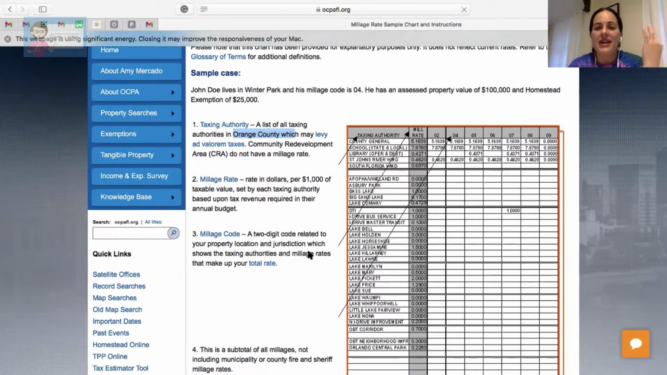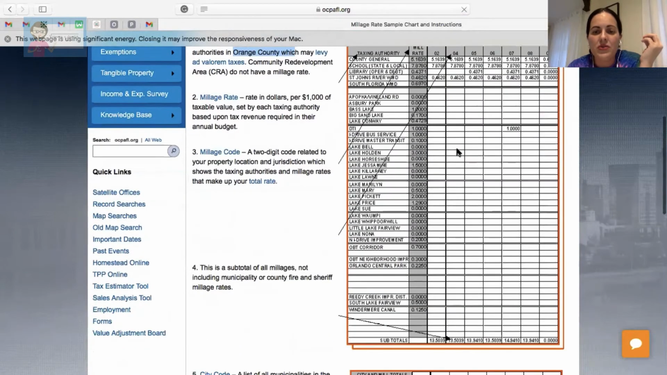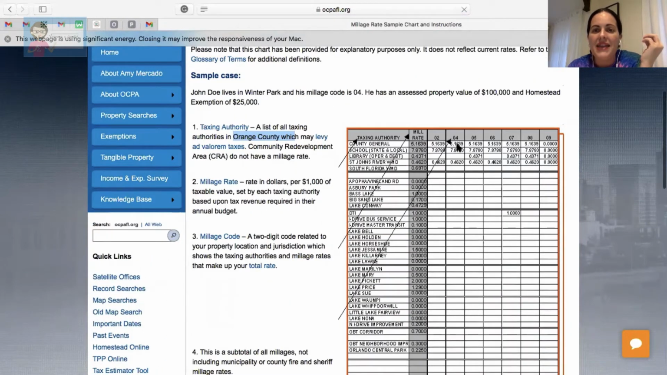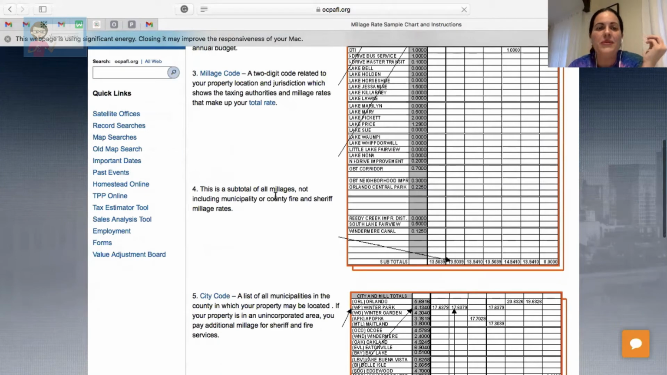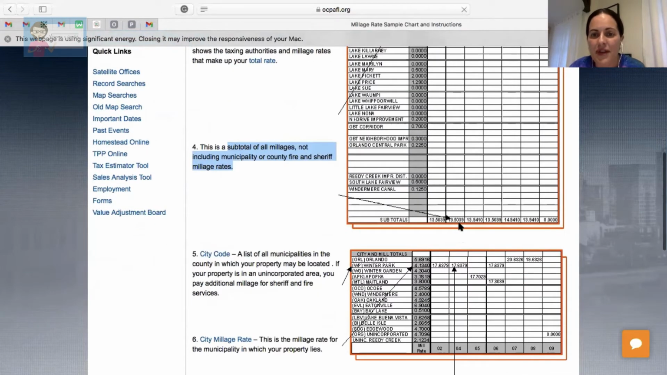Now, the millage rate is going to be this number right here. Do you see that? What they do is add this plus this plus this. Notice that this is 5.1639 plus 7.8780 plus 0.4620. And then when you go all the way to the bottom, this is a subtotal of all millages, not including municipality or county fire and sheriff millage rate. So now we have here 13.5039.